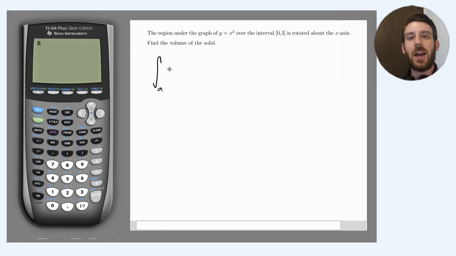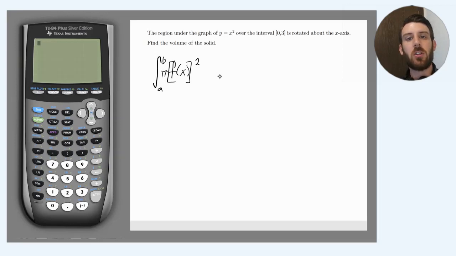It's going to be our disk method, which is the integral from a to b of f of x squared times pi times dx, which comes from the cylinder equation again. We get our pi r squared h, where r is f of x and h is this dx.